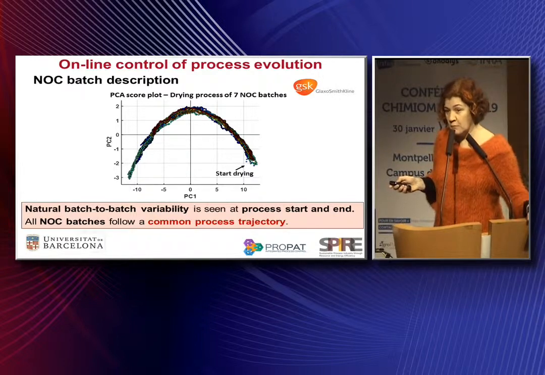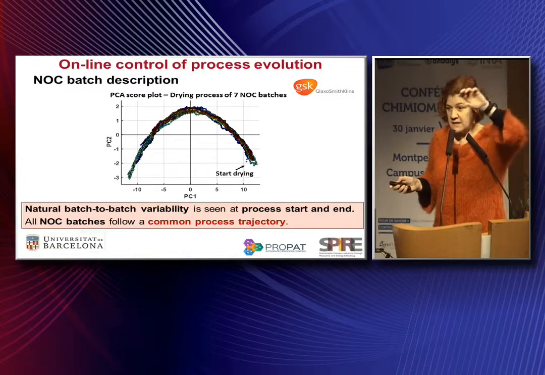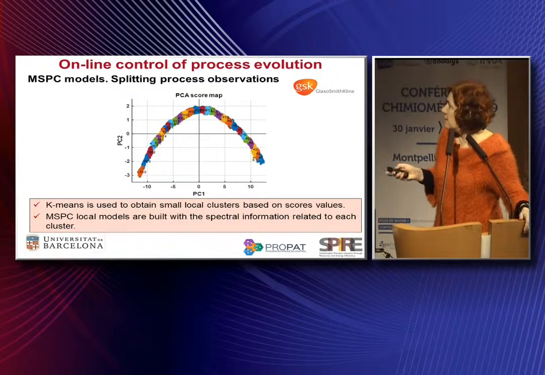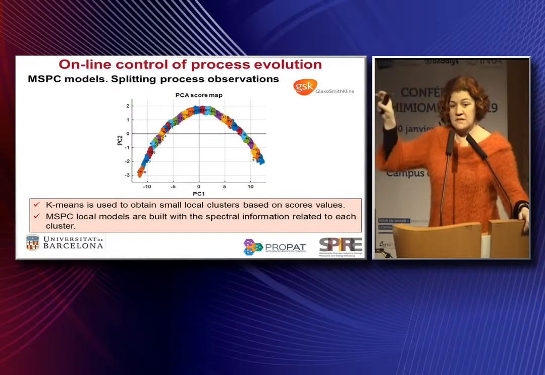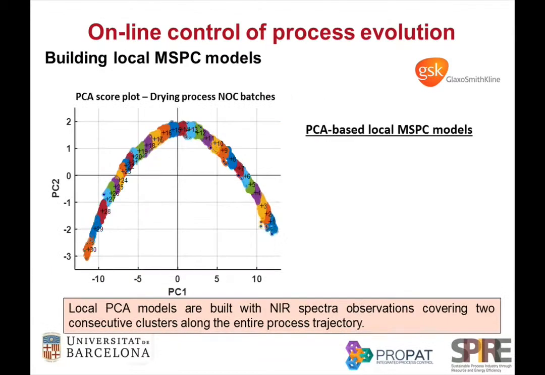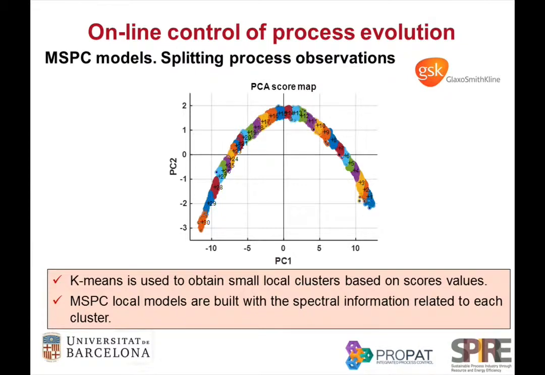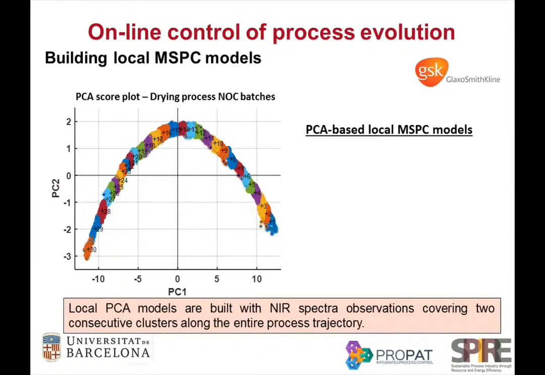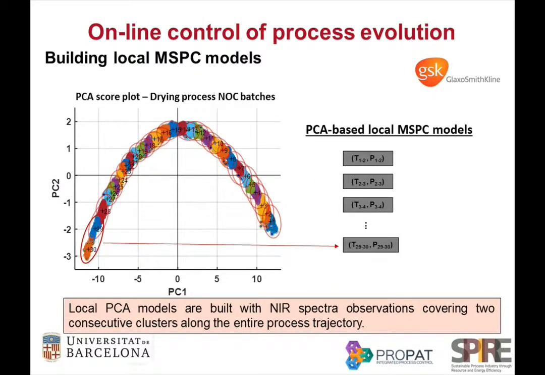Then what we will do to build the model is, since we want to monitor the different stages of the process, we are not going to do a single model. We are going to do many local models that follow this kind of global trajectory. So we are going to divide, based on the scores that we calculated, our process observations into little clusters that follow the whole trajectory, and we are going to do a PCA for each one of those. So we are going to do many small MSPC models. For each one of these stages, we overlap consecutive stages to avoid having voids in the process trajectory that we haven't considered.